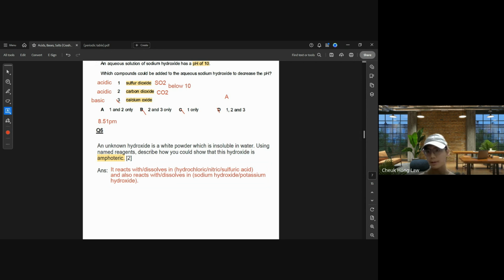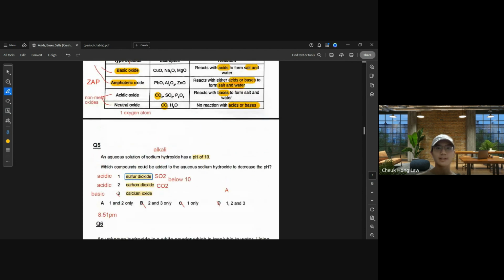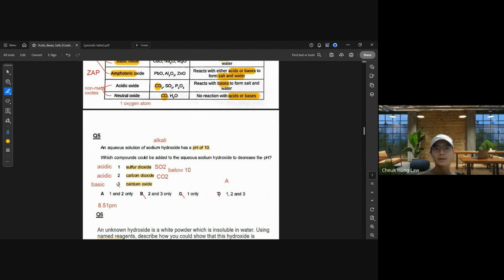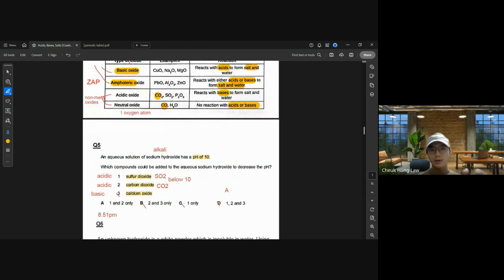Can you re-explain why calcium oxide is not? Okay, calcium oxide is not an option, firstly because it is a basic oxide. Sodium hydroxide has a pH of 10, right? So if you want to decrease it, it needs to have a pH below 10. That's the first thing. But because it cannot even react with sodium hydroxide, right? Basic oxides only react with acids to form salt and water. If it cannot even react with sodium hydroxide, it cannot change the pH of sodium hydroxide.